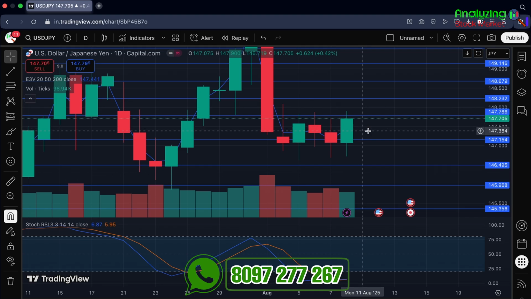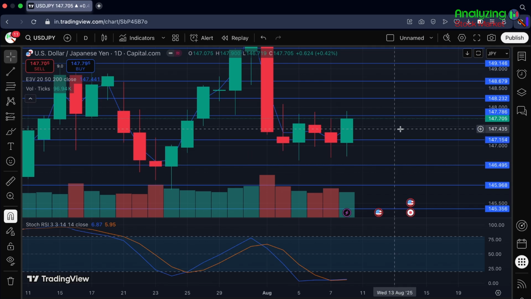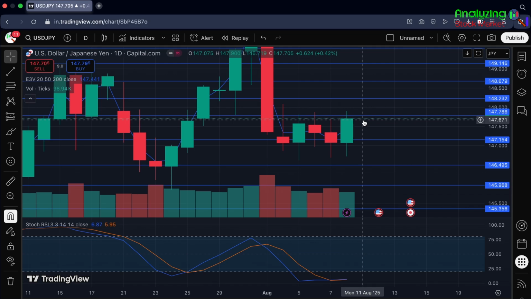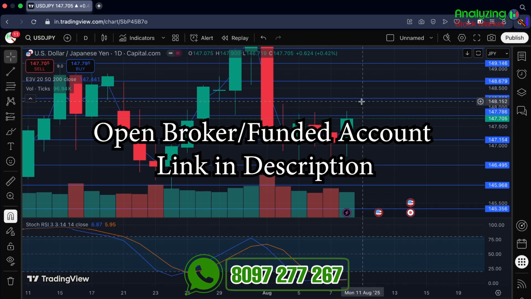After the breach of the level 147.154, we'll be able to see a move till 146.495, which will be a fast move, and then we can see an upside rally again. So do try to play this upside move only, because this looks promising. The upside move looks promising rather than going for a short trade. Here my expectation is closing in this range.